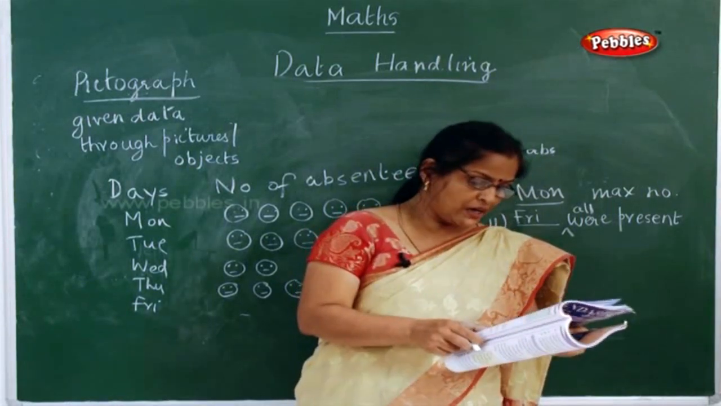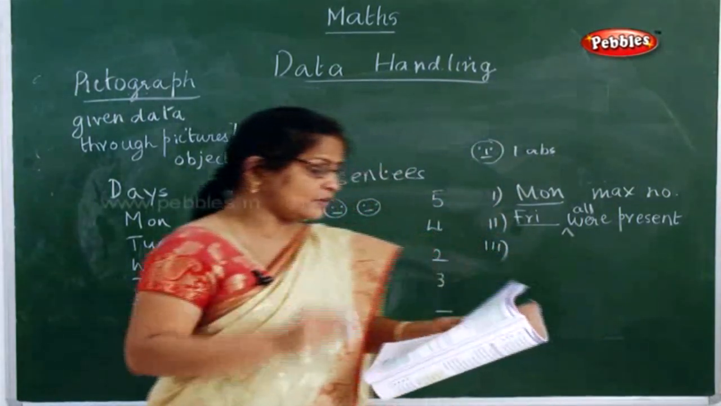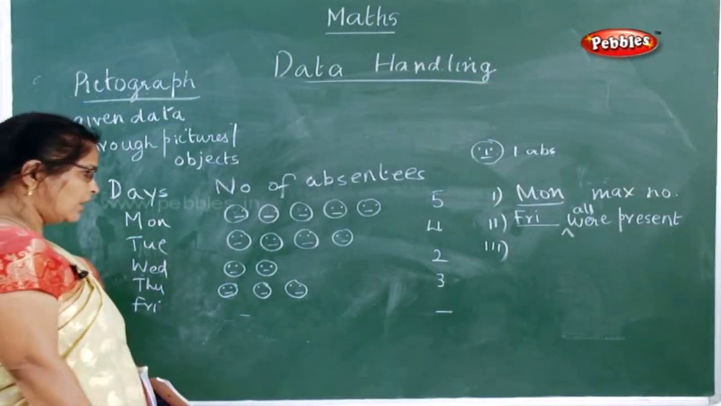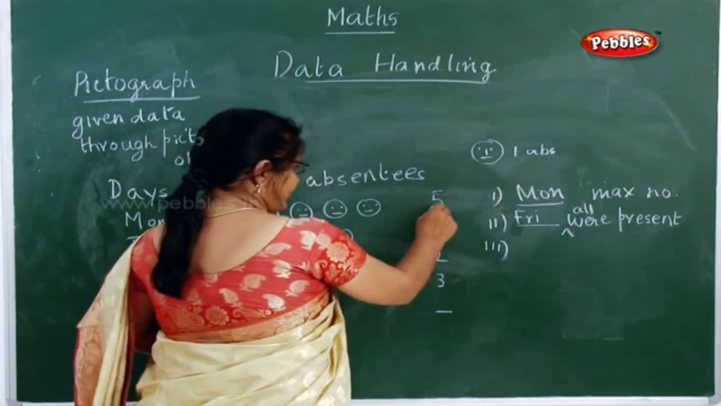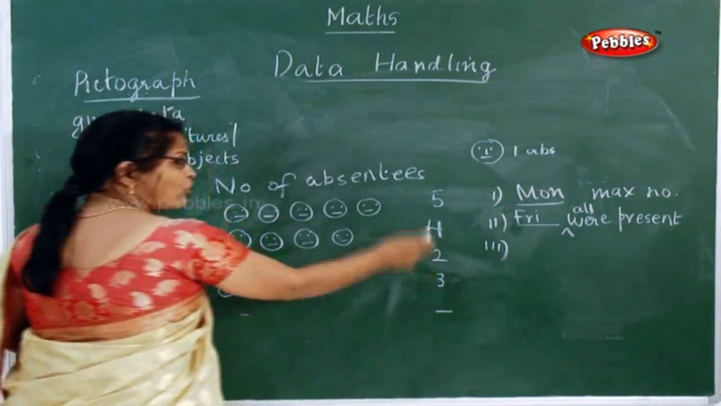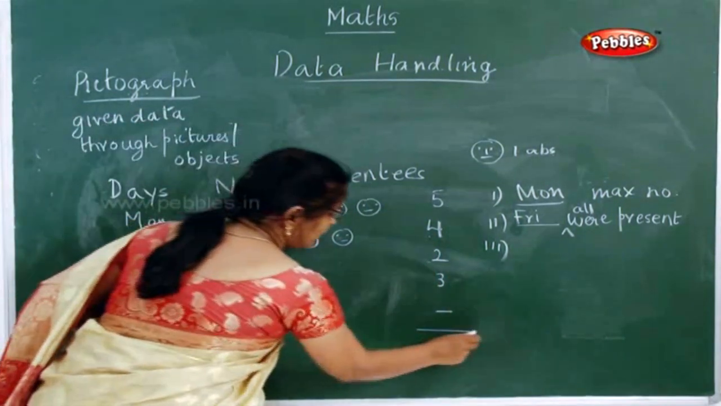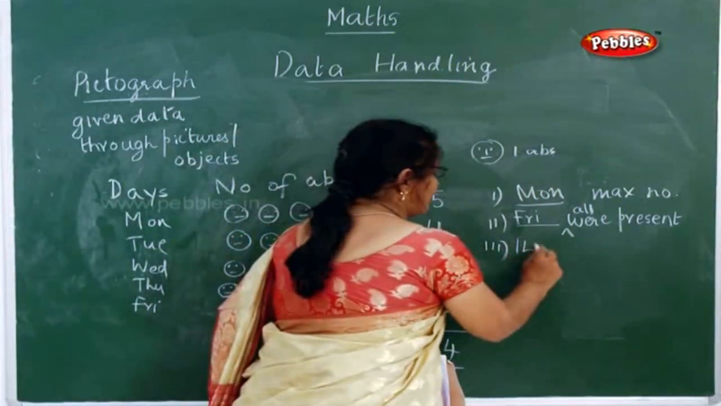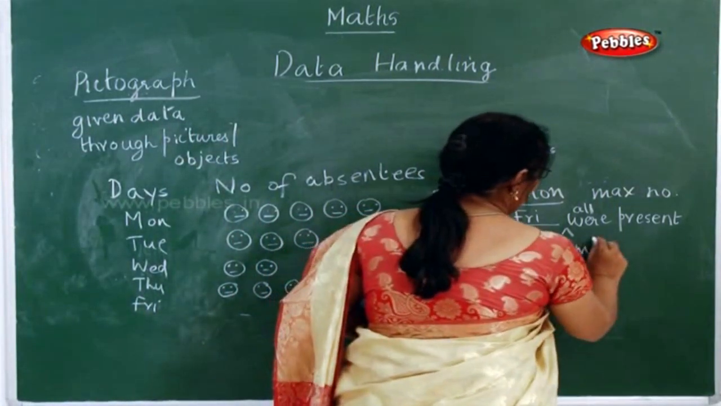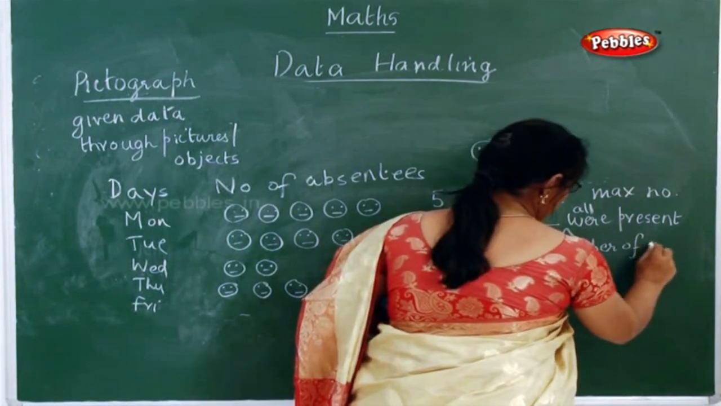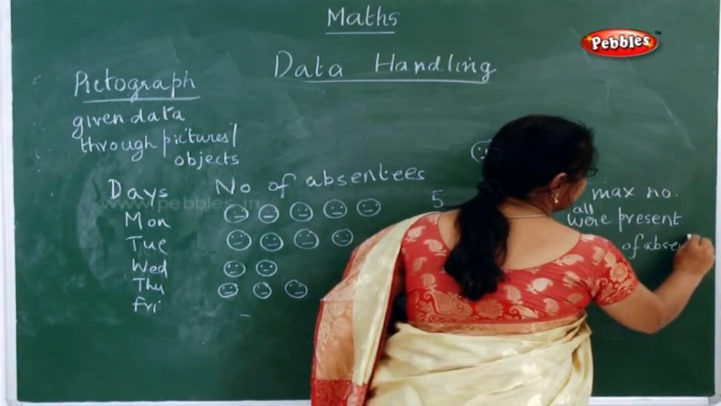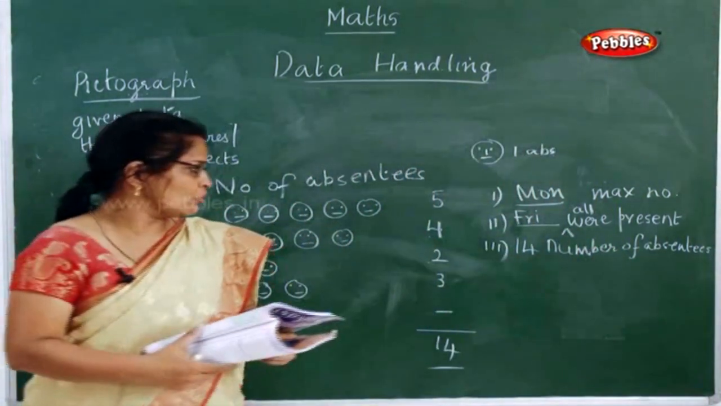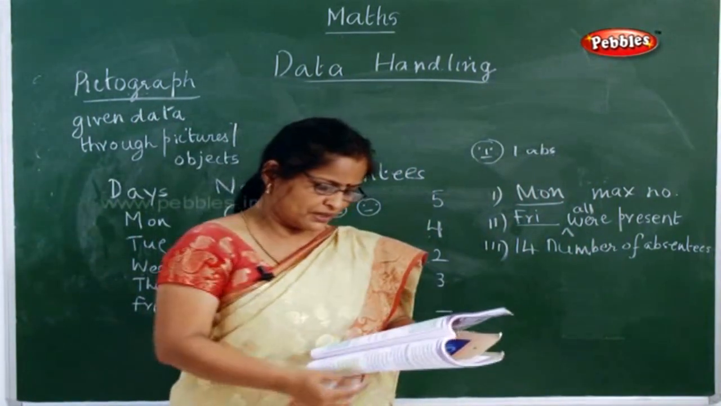Now what is the third question? What was the total number of absentees in that week? Now what will you do? 5 plus 4 is 9, 9 plus 2 is 11, 11 plus 3 is 14. Now you have to write there were 14 number of absentees. Is it clear now? So totally there were 14 number of absentees.